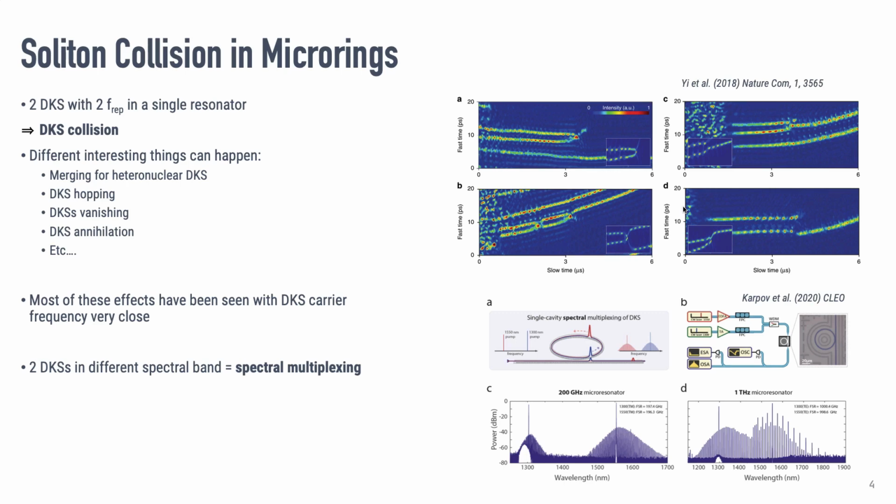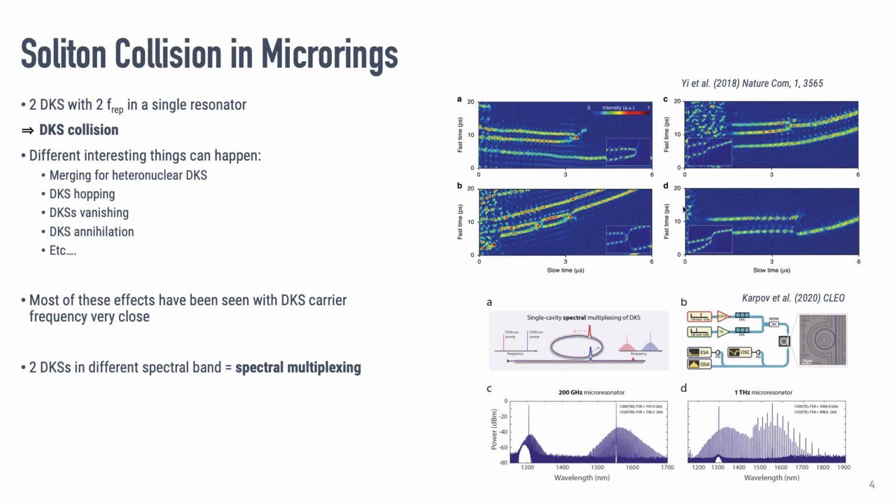Where I basically send multiple lasers, 1550, 1300, and he shows that he can have two solitons inside. And what he says is, well, you can actually do spectral multiplexing of your soliton. That's very interesting, but he didn't see anything relative to the collision. And that's kind of start to be interesting.